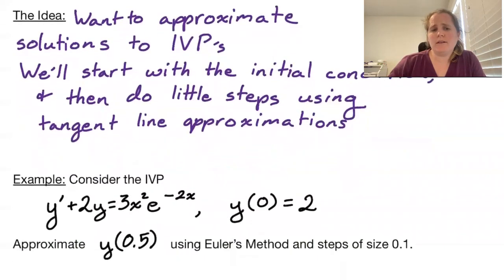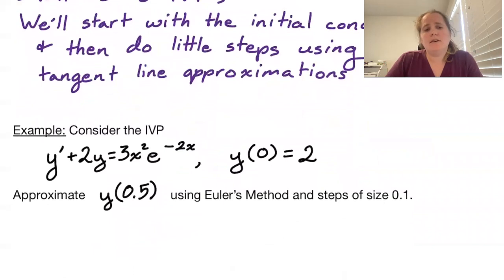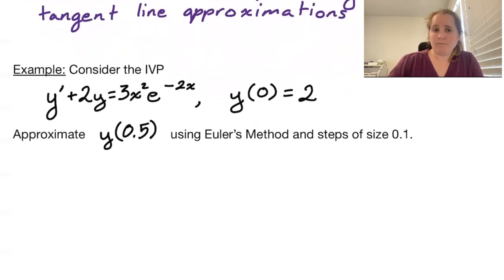So let's go ahead and start off with the IVP. y prime plus 2y is equal to 3x squared e to the negative 2x, with y of 0 equaling 2. Our job is to approximate y of 0.5 using Euler's method and steps of size 0.1. So I haven't really explained Euler's method. We'll go through that right now.